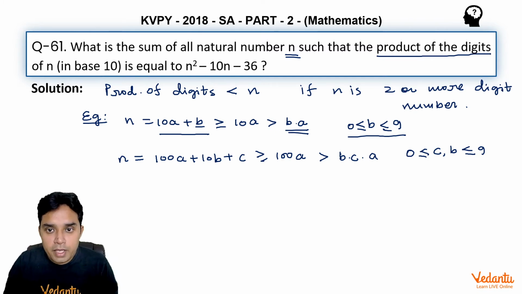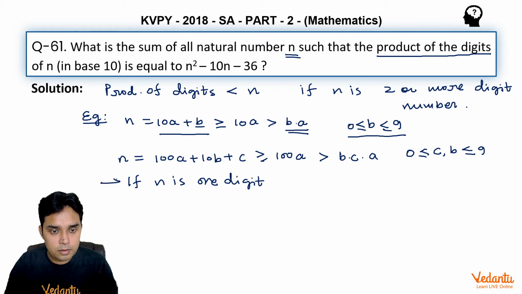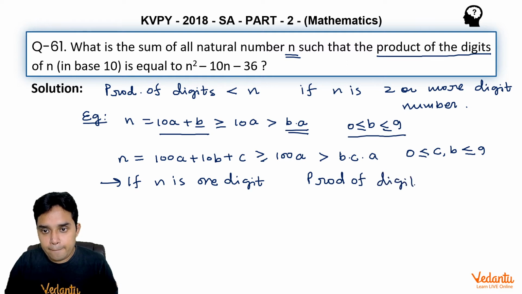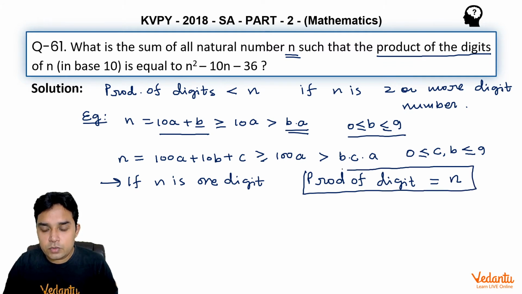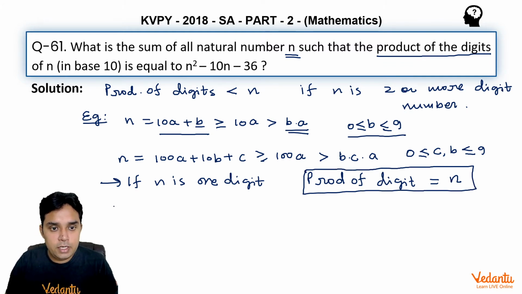Number two, if n is a one digit number, then the product of digits would be equal to n itself. So let us do this question for two separate cases. My first case is that n is one digit.